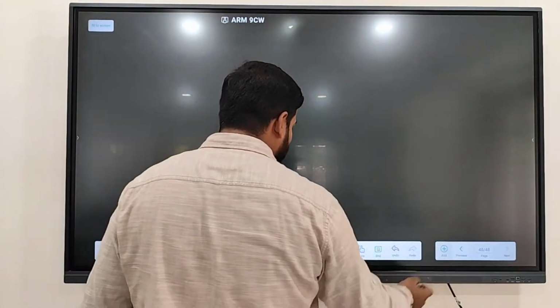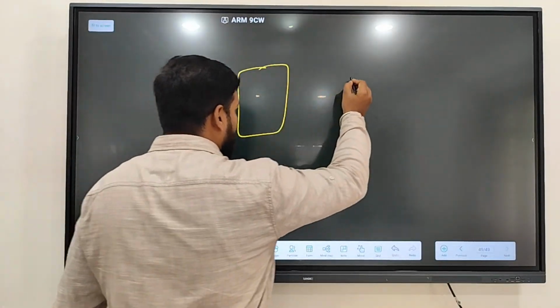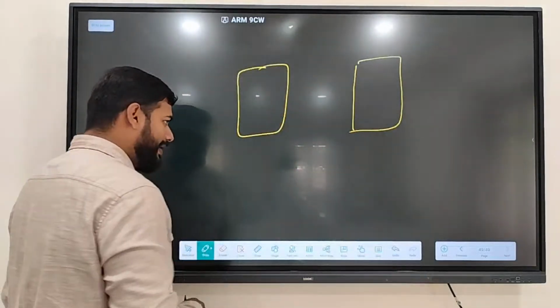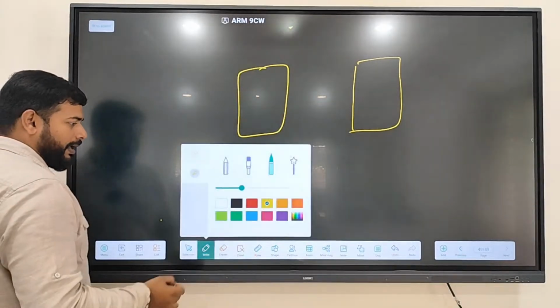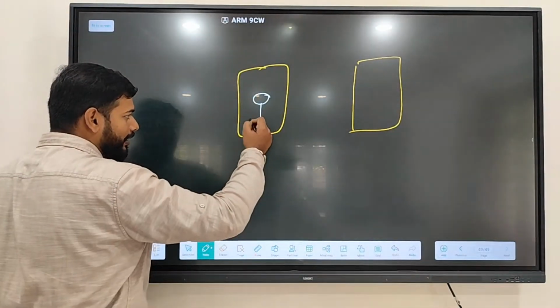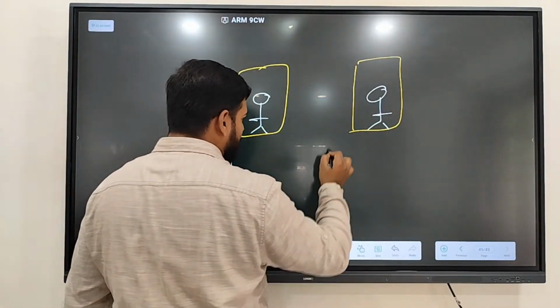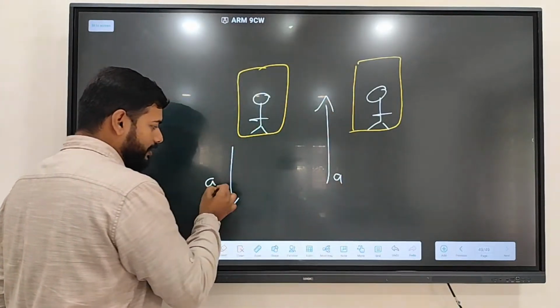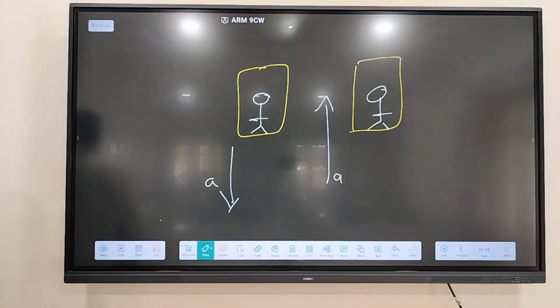Then there is a famous lift problem, which they are asking for many years in many examinations. See, a person is standing in a lift, going downward with some acceleration, going upward with some acceleration. Lift is going down with some acceleration, lift is moving up with some acceleration. In which case, first, second, in which case, weight of the person will increase?